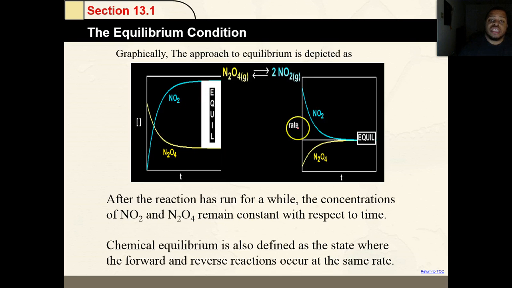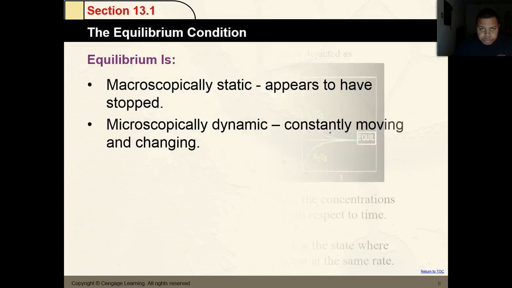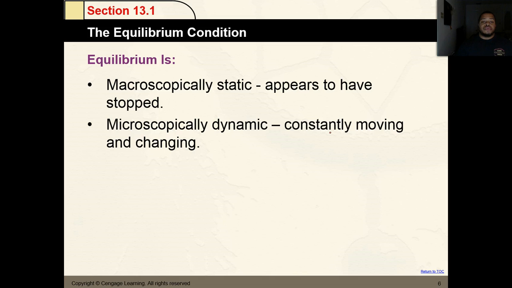Now, if we look at the same thing in terms of rate versus time, coming to a point where they both equal out, and again, that's called our equilibrium. Okay? Now, when we reach equilibrium, we're going to say that it's macroscopically static, or appears to have stopped. When we look at the reaction, it will look like nothing's really happening. Everything just seems as though it's come to a halt.